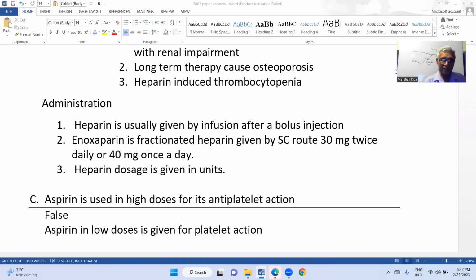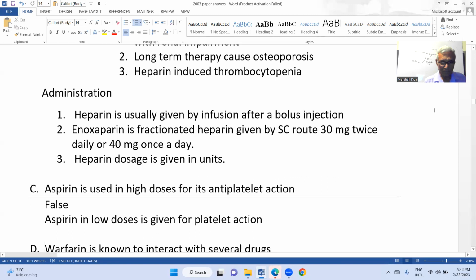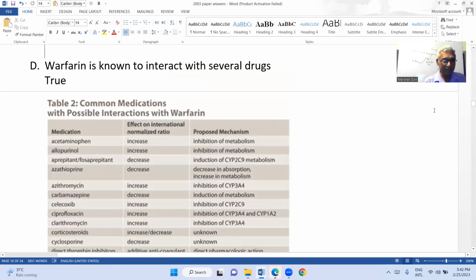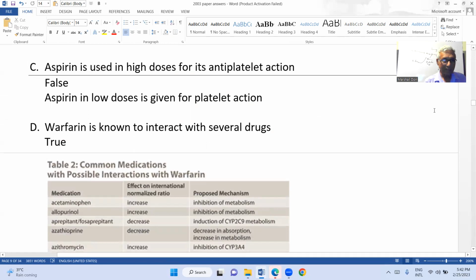C. Aspirin is used in high doses for antiplatelet action. That is false, because aspirin is used for antiplatelet action, that is right, but it is in low doses. Warfarin is known to interact with several drugs. A huge number of drugs react with warfarin. So when you give warfarin, you have to be very careful because other drugs are affecting it. That is called drug interaction.